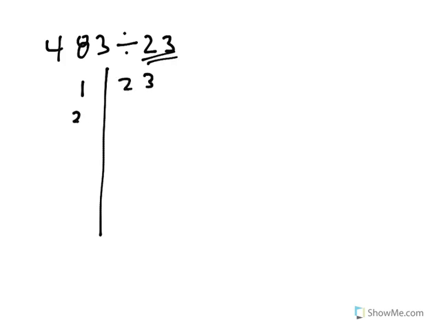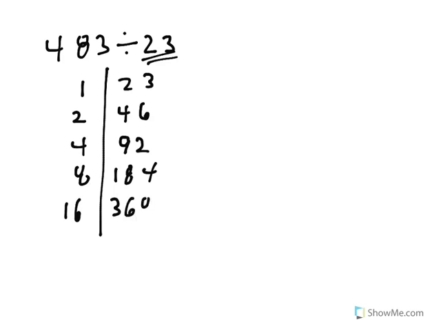And then, just like before, you double, you double, you double, you double, and we stop doubling when we notice that if I double the 368 again, it's going to be bigger than the 483.